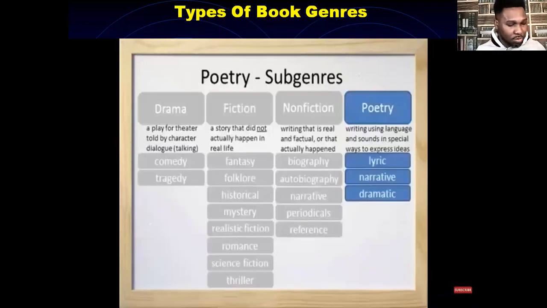Good. Let's move to the next genre, poetry. So poetry is, as we said, writing using special language to express special ideas. Now, what are the subgenres of poetry? We have lyric, narrative, and dramatic poetry. So you could have a lyrical poetry, a narrative poetry, and a dramatic poetry.